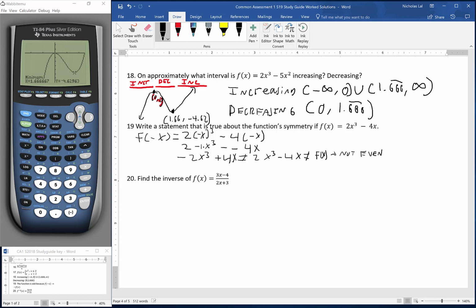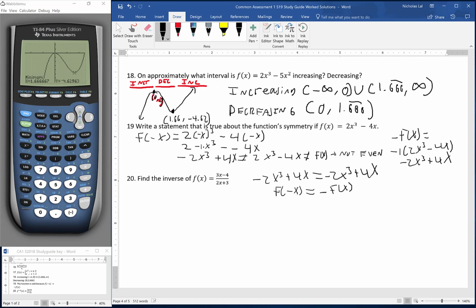But it could be odd, because negative f of x is just going to be equal to negative 1 times 2x cubed minus 4x. So just switch the sign. That becomes negative 2x cubed plus 4x. And negative 2x cubed plus 4x does equal negative 2x cubed plus 4x. So f of negative x is equal to negative f of x. So the function is odd.